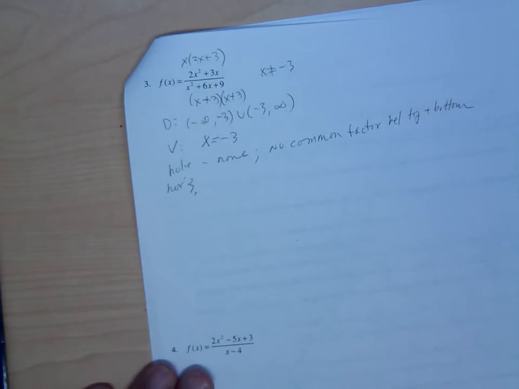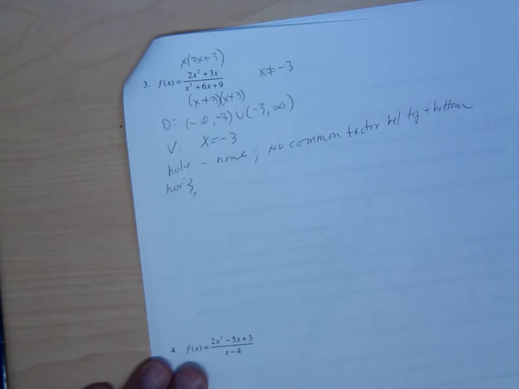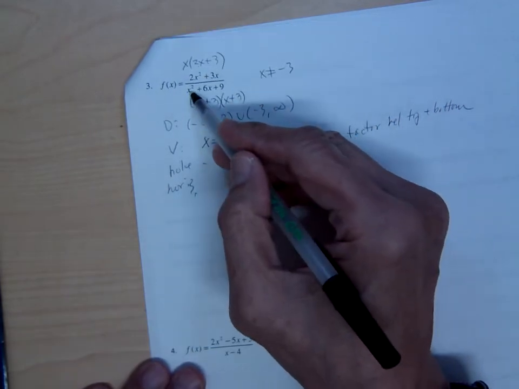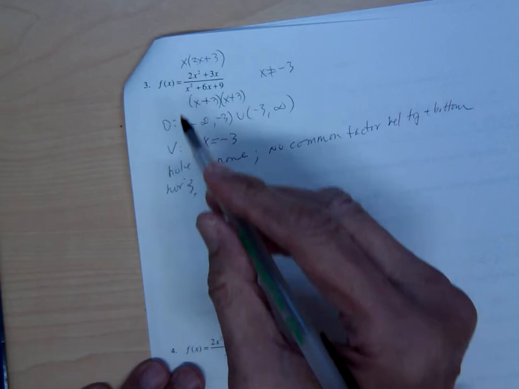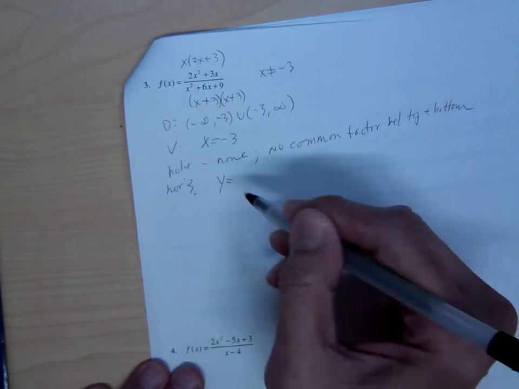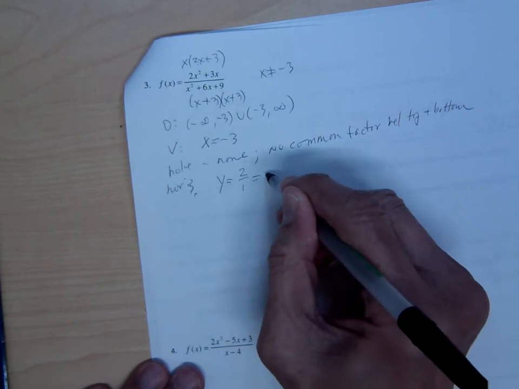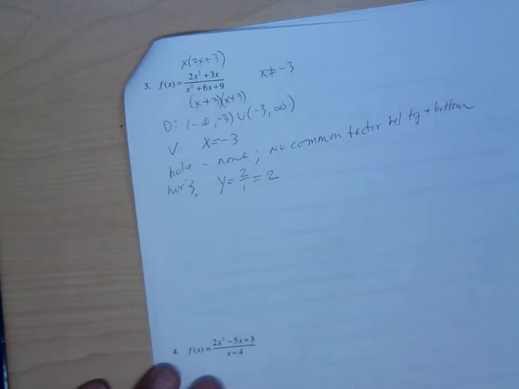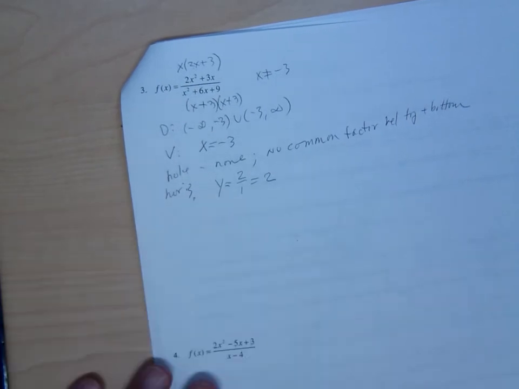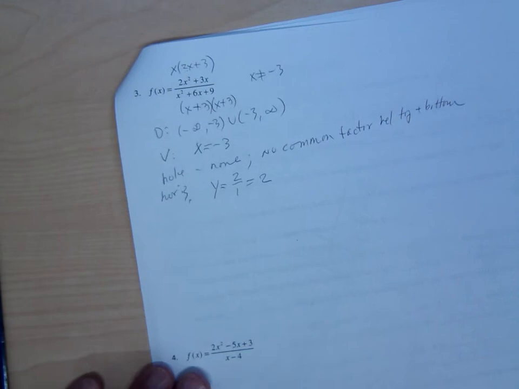And I look at the degree. The degree on top and the degree on the bottom are equal. So therefore, I should have y equal 2 over 1, which is equal to 2. This is from the theorem. I also teach you how to justify that. So let's do this one. I'm going to justify that for you.